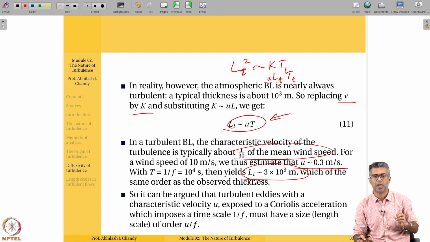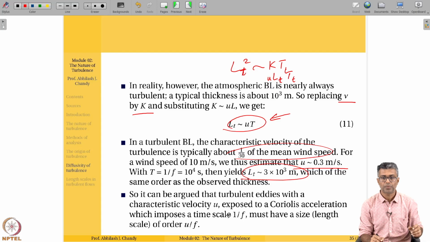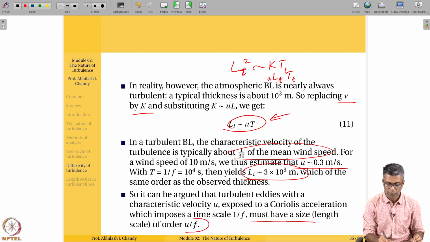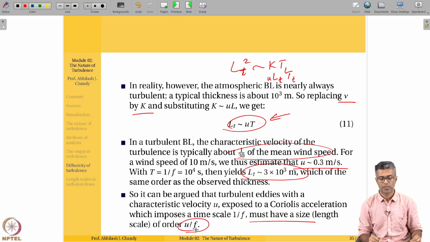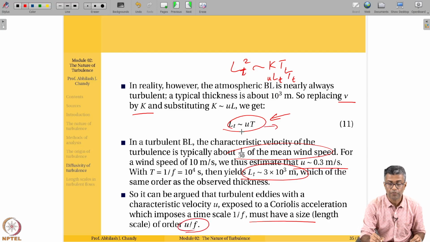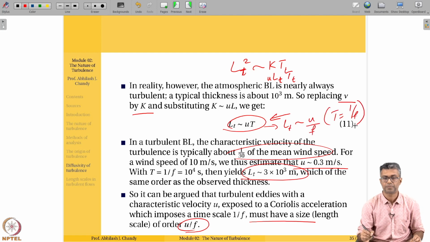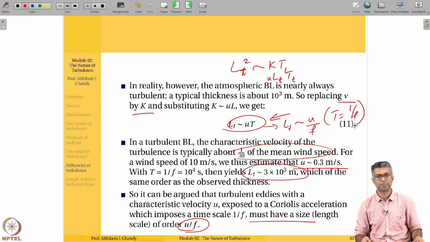So essentially it can be argued that the turbulent eddies with a characteristic velocity u exposed to a Coriolis acceleration which imposes a time scale 1 over f, right, must have a size of u over f, isn't it? Because if LT is of the same order of magnitude as UT, then LT is of the same order of magnitude as u over f, isn't it? Because T is 1 over f, 1 over the Coriolis parameter, isn't it?